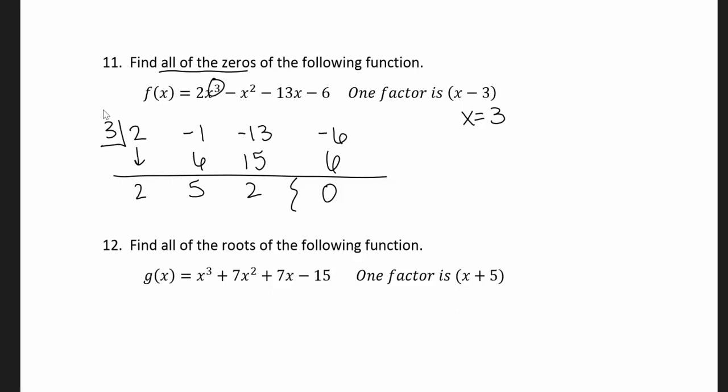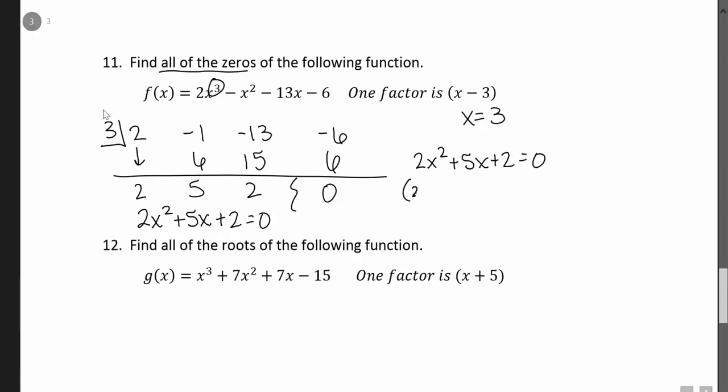So now I can take my 2x squared, because I have 2 x's left to find, plus 5x plus 2, and I can factor that. So I'm going to do that over here. 2x squared plus 5x plus 2 equals 0. So 2x and x. Now when I break apart the 2, that's my c, I need to place my factors so I get 5. So I have to put 2 and 1.